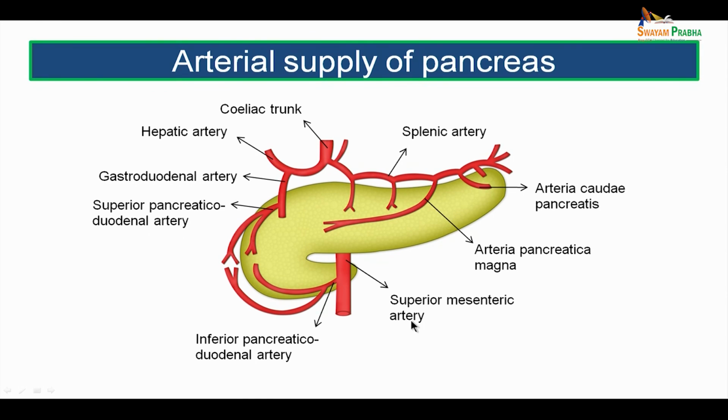So, this picture again shows us the arterial supply of pancreas, head and neck receiving blood from the dorsal and ventral anastomosis between the superior pancreatico-duodenal artery and inferior pancreatico-duodenal artery. Body and tail receiving blood supply from branches of splenic artery. Two named branches, Arteria pancreatica magna, which accompanies the major pancreatic duct, and Arteria chordae pancreatis, which supplies blood to the tail of the pancreas.